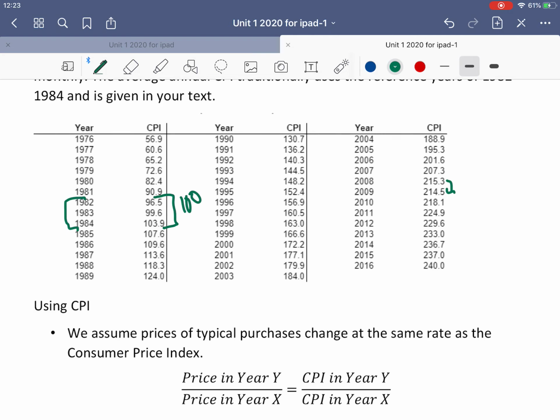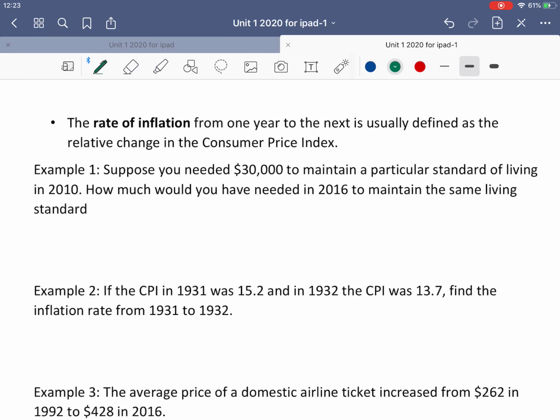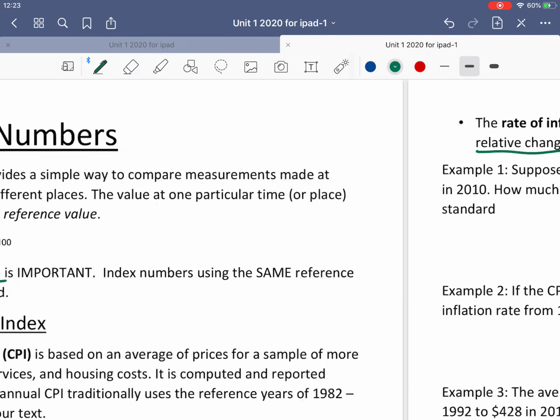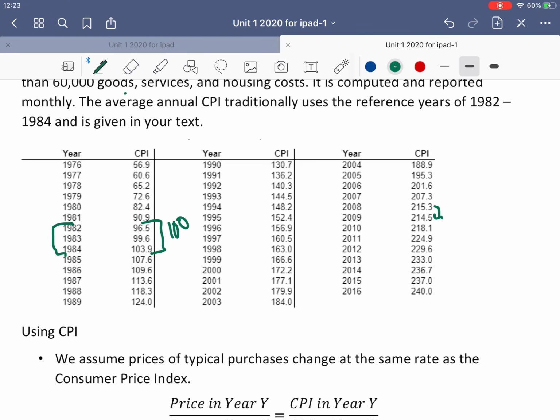Now, if we wanted to talk about the rate of inflation, you see that down here? Oh, it's on the next page. If you want to talk about the rate of inflation that is based upon the Consumer Price Index, what you do is find the relative change between 2 years. And so generally, the relative change, the rate of inflation is like 1 to 4%. Sometimes we see years where it's outside of that, it's an outlier, but that's what it generally is from year to year.